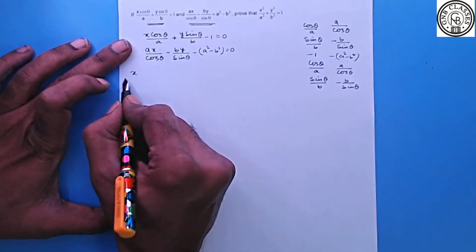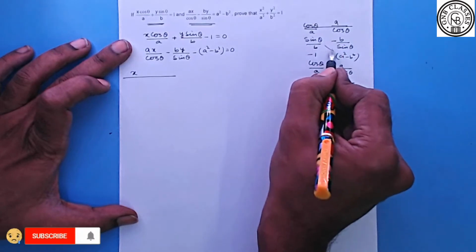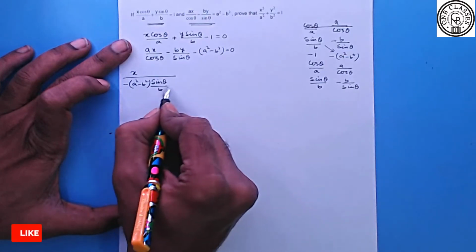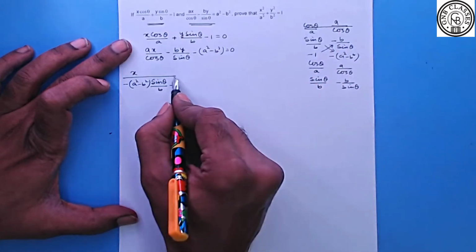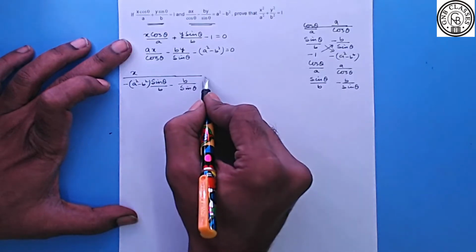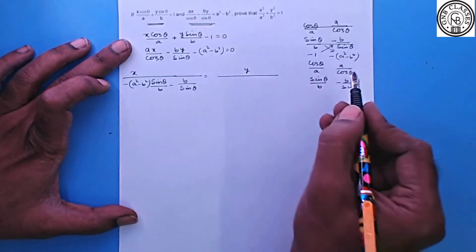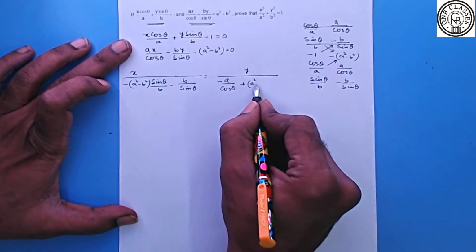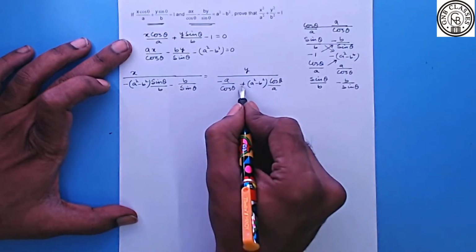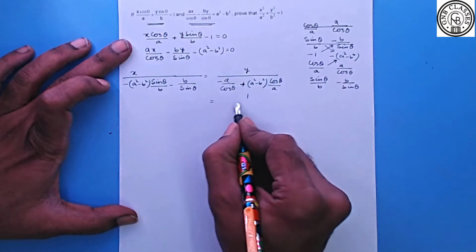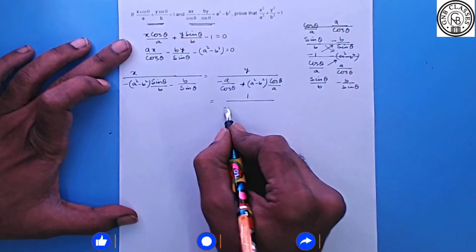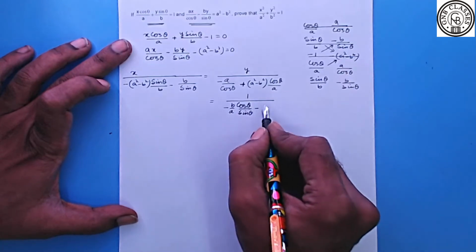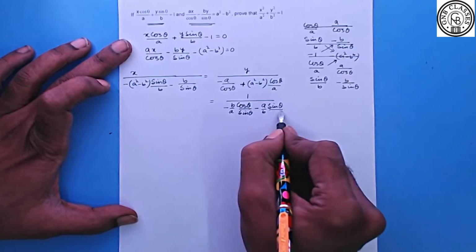Now, x by, first to cancel this, multiply this with this, it is coming to minus a square minus b square sin theta by b, minus, multiply this with this, it is coming to b by sin theta, which is equals to y by, cancel this, it's minus a by cos theta, then this one is minus a square minus b square cos theta by a, and we have a minus sign over here, so it will become plus, which is equals to 1 by, cancel this, minus b by a cos theta by sin theta minus a by b sin theta by cos theta.